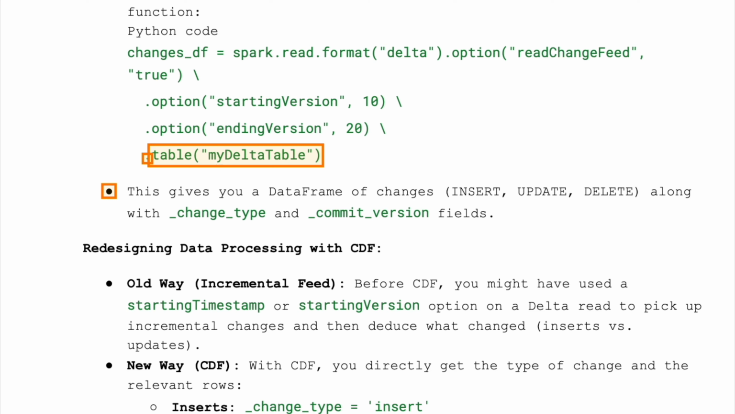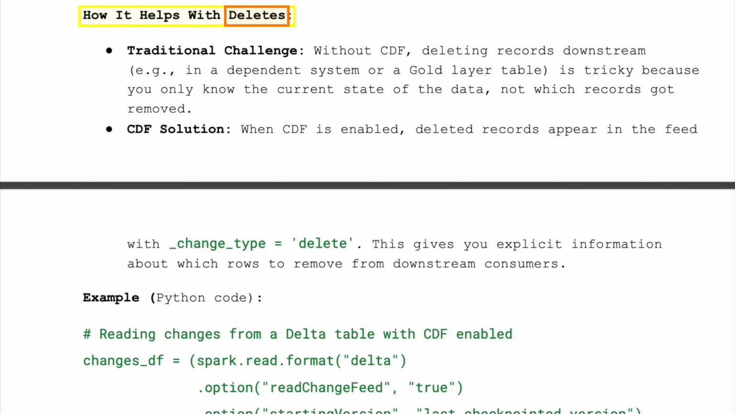What is CDF? Change data feed. The Delta Lake change data feed captures all row-level changes, insert, update, and delete, across versions of a Delta table. Once enabled, you can query the change feed to obtain a record of what changed in each version of the table. How it helps with deletes.